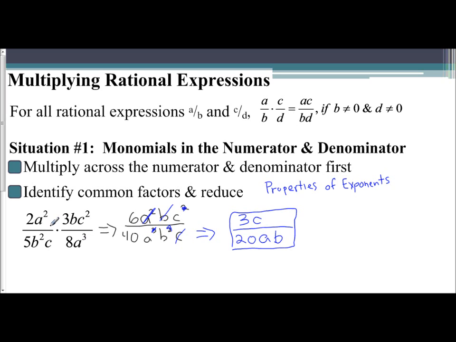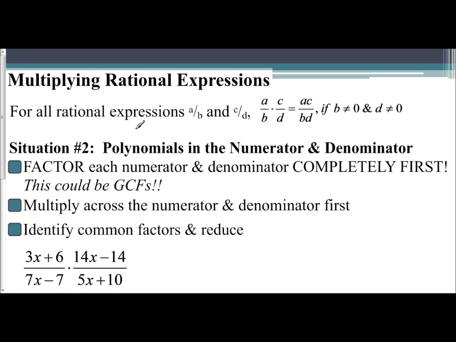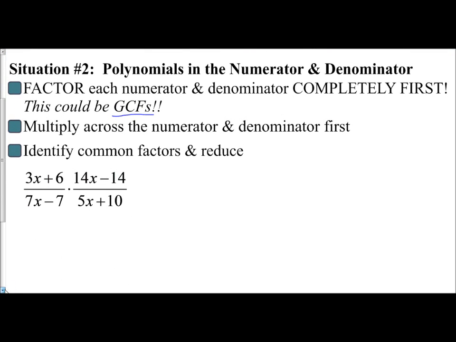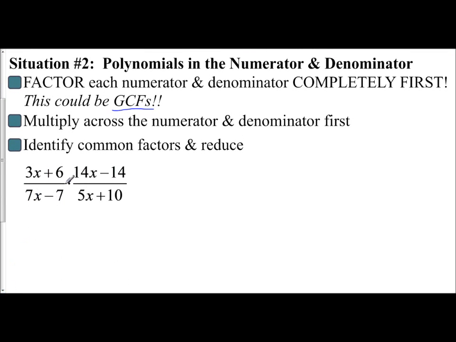Now the second situation you may have going on is if you have polynomials in the numerator and denominator. What you do is factor each numerator and denominator completely first. You need to keep in mind this could be GCFs. Then multiply across the numerator and denominator and cross out any common factors from there. So if I have this example, 3x plus 6 over 7x minus 7 times 14x minus 14 over 5x plus 10, what I'm going to do first is factor each numerator, each denominator.